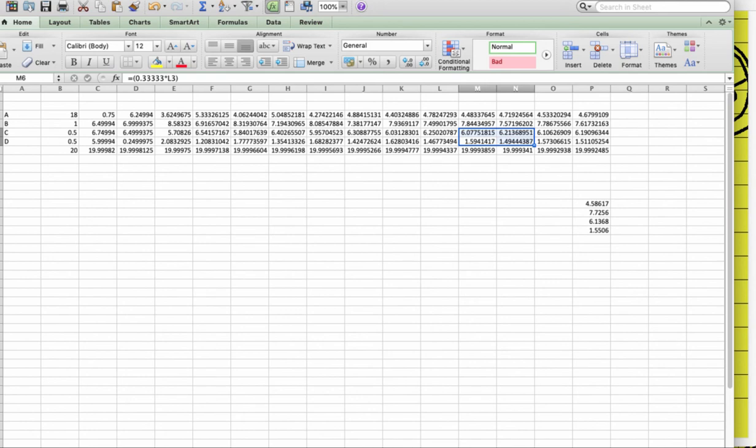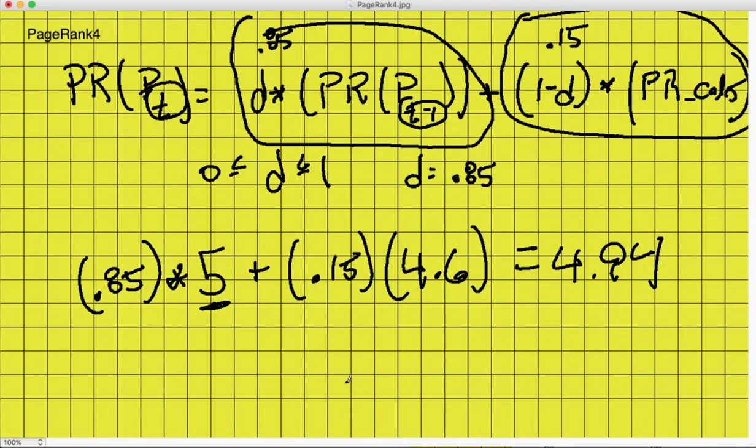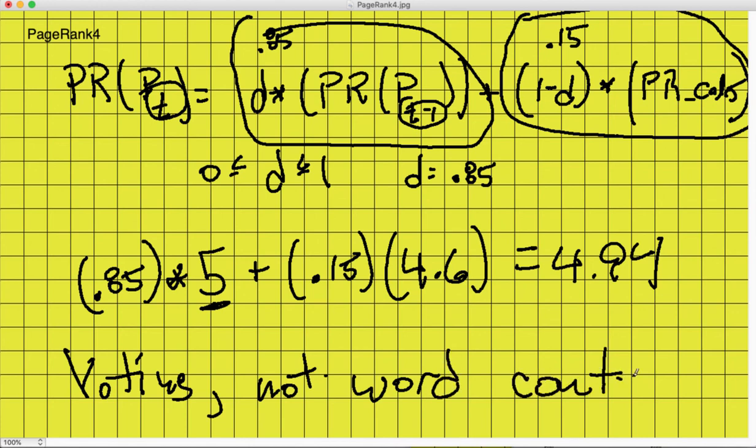There is a paper that you can reference on this. But the other thing that I want to note here is, remember, this is based on voting, not word content. And that's a very important thing to keep in mind. That's it for now.